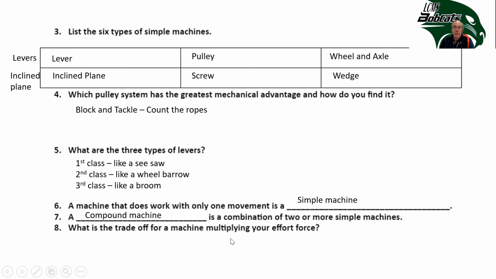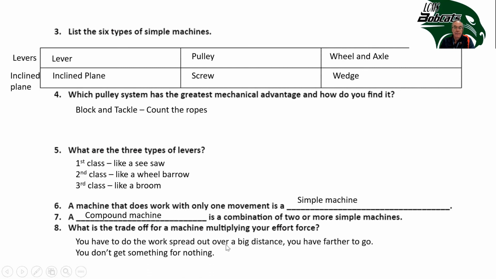And what is the trade-off for a machine multiplying your effort force? You have to do the work spread out over a big distance. You have farther to go. You don't get anything for nothing. So like with the inclined plane, you have to slide it up a long inclined plane. With the wheel, you have to turn a big radius of the wheel to turn an axle just a small amount. Pulleys, you have to pull down however many ropes, so you pull down many more feet of rope, but it does multiply your force.